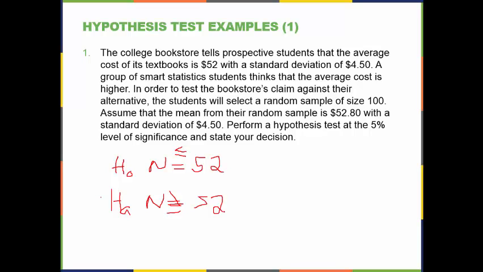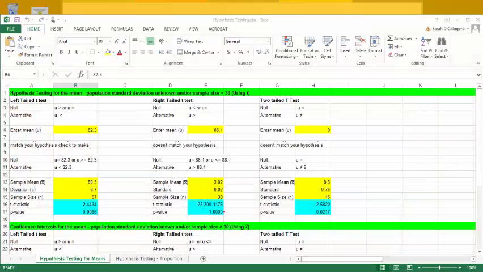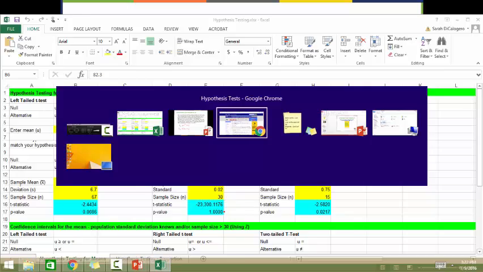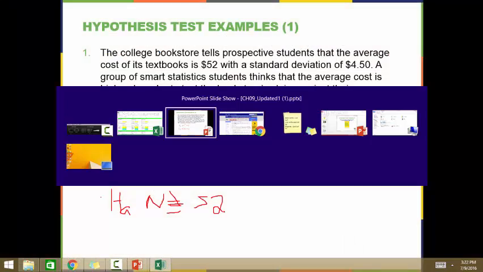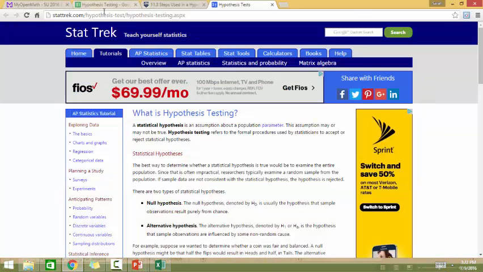Now, because our focus in this course is hypothesis testing and understanding using technology, we are going to pop over and look at the spreadsheet that I have made available for you. Please excuse my rustling. I was looking for a pen. All right, so I'm going to tab over. So remember, our cost of textbooks is $52 with a standard deviation of 4.50. And this is in Excel.